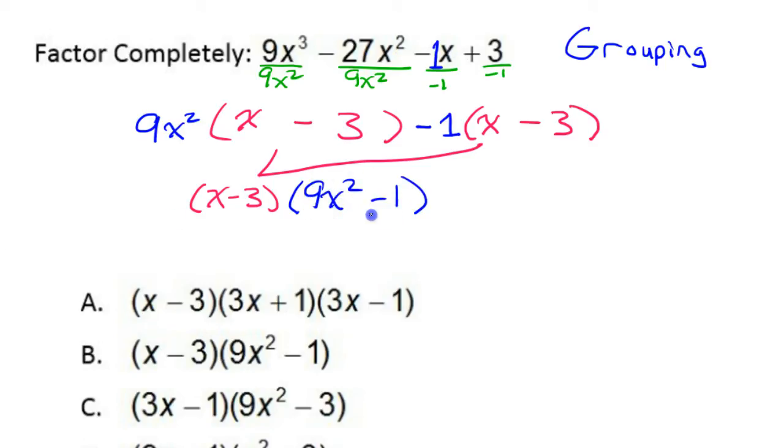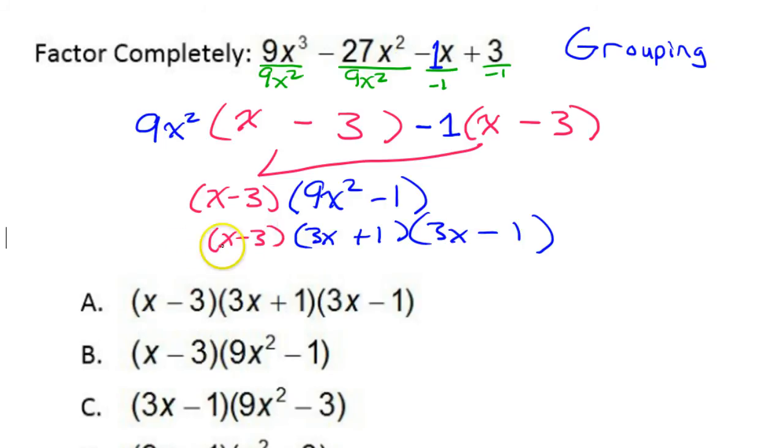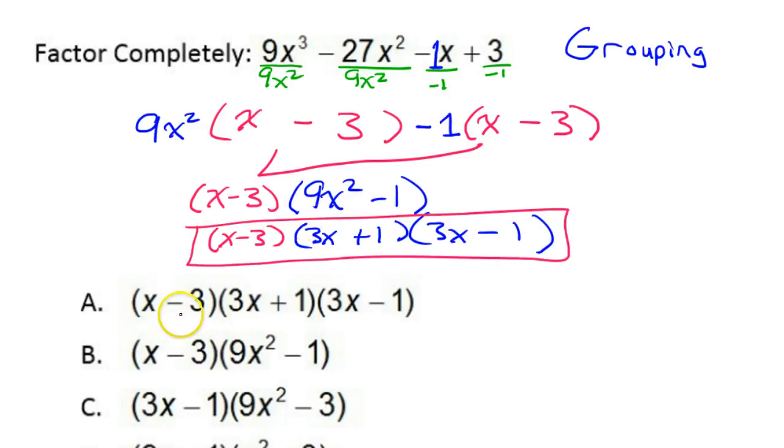Now often at this step we're finished, we're done. But this time, no, we're not done, because the blue part can be factored further. This happens to be the difference of 2 squares. So we have to keep going and factor this as the difference of 2 squares, specifically 3x plus 1 times 3x minus 1. That's how this factors down. The x minus 3, we will just bring that down and include that in our answer. So now this is the final answer. So let's hunt for it. So I see x minus 3, 3x plus 1, 3x minus 1. Okay, so the answer is A.